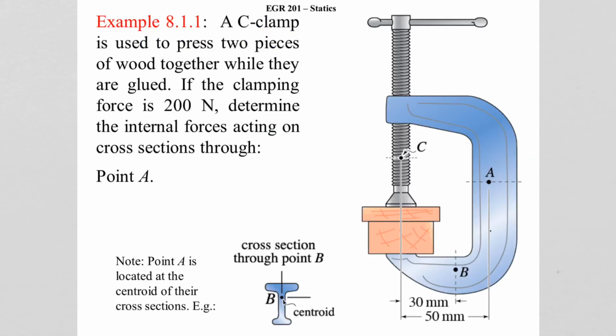I will run through one quick example in this lecture. I will post other examples, especially one in 3D, which I think you should also look at. This example talks about a C-clamp is used to press 2 pieces of wood together while they are being glued. If the clamping force is 200 newtons, determine the internal forces acting at the cross-section through point A. So we are interested in this section here, and that's where we will take our cut. You see that point A isn't really centered on it. It's through this centroid, and that's something you would learn later on about in mechanics of materials, that we look at the forces through that centroid.